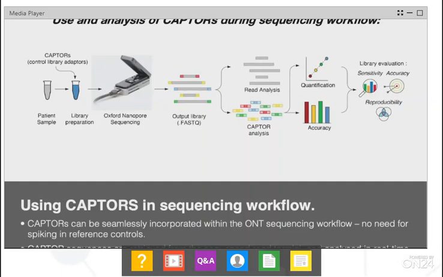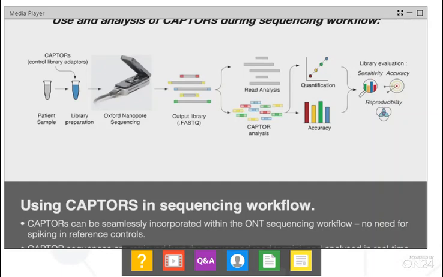So in contrast to other reference standards and controls, such as spiking controls that need to be added to a sample, or reference materials that need to be sequenced in their own library, the CAPTORs don't require any additional steps or any additional fiddling around. In this case, once prepared, the library is sequenced as normal, in this case using a MinION instrument. The CAPTOR sequences are then retrieved from the end of the reads and analysed.